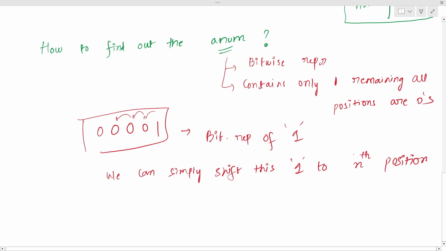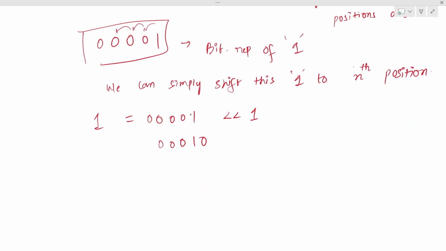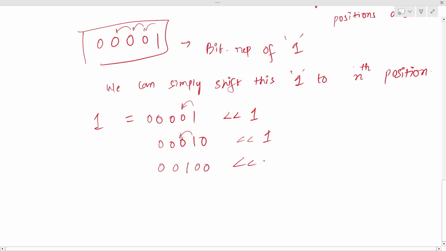It's very simple, right? Now what I'm doing is, initially this is my one, the representation of one. And I'll do left shift one time. Then it becomes 0 0 0 1 0. Simple, guys. We have left shifted this one time. Again I will do left shift one time. Then what happens? 0 0 1 0 0. Again I'm left shifting. It becomes 0 1 0 0 0.